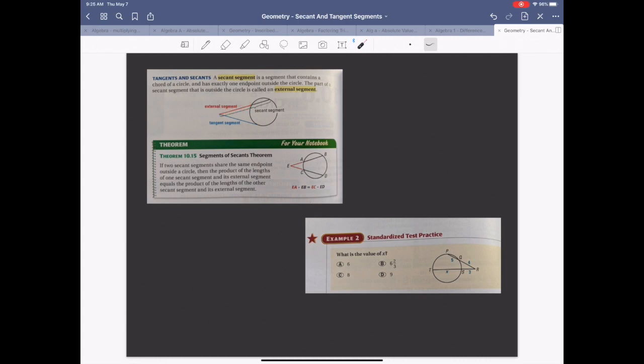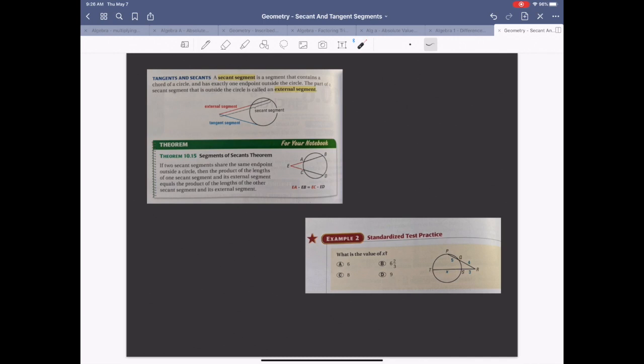And then the theorem for secants that we have here is that if two secant segments share the same endpoint outside of a circle, and you can see here they do in E, then the product of the lengths of one secant segment and its external segment, meaning the whole thing, EB times EA, which is what you see here, equals the product of the lengths of the other secant segment. Again, it's not just the pieces, it's the whole times the external segment. So again, EC times ED. So those two products are going to be the same.